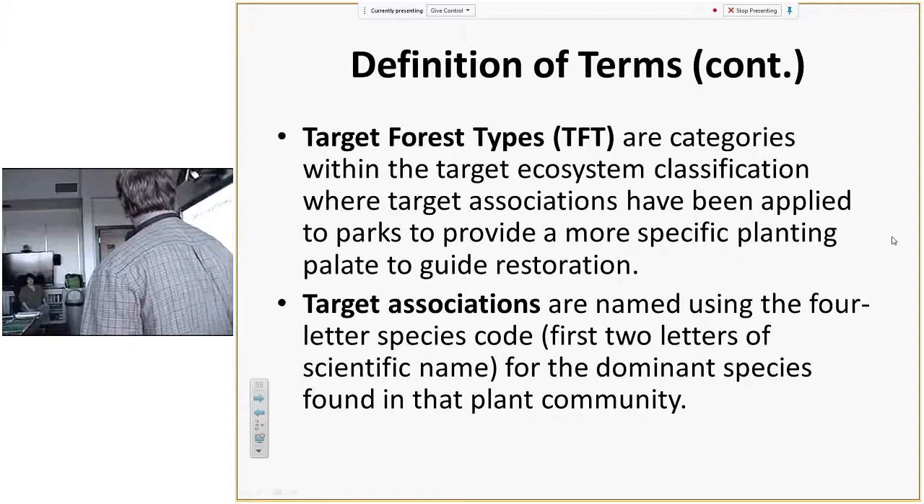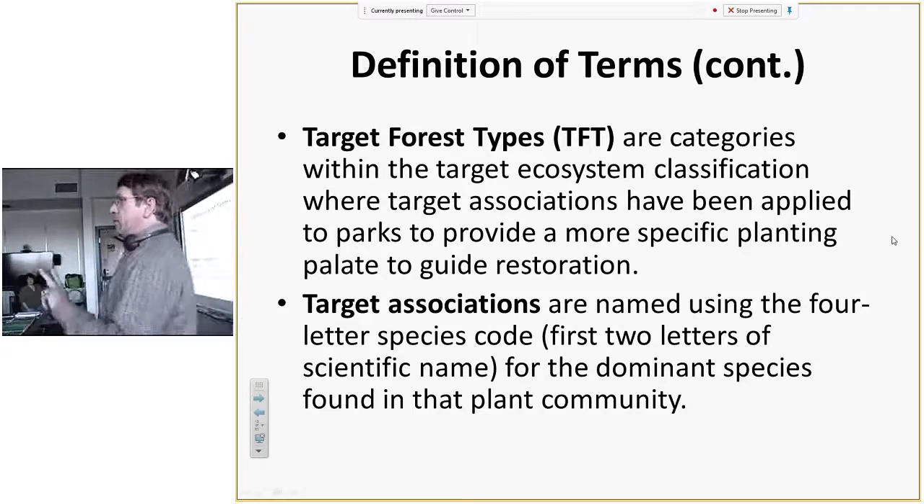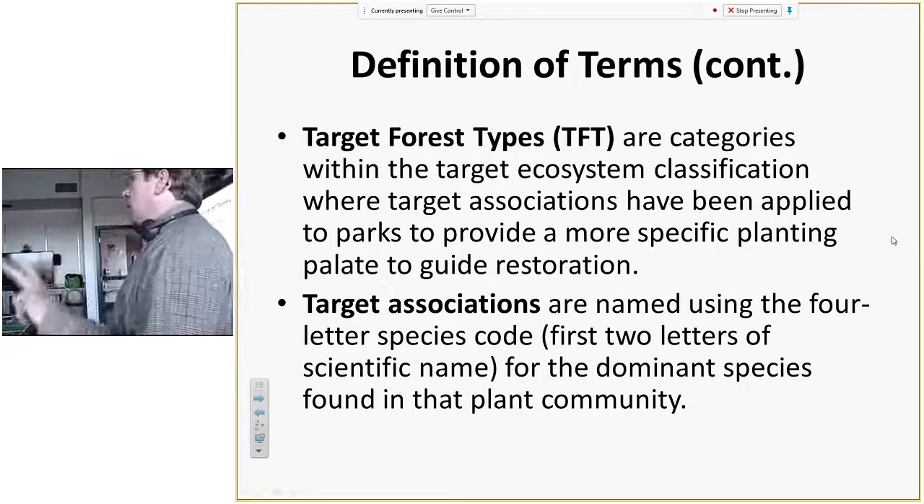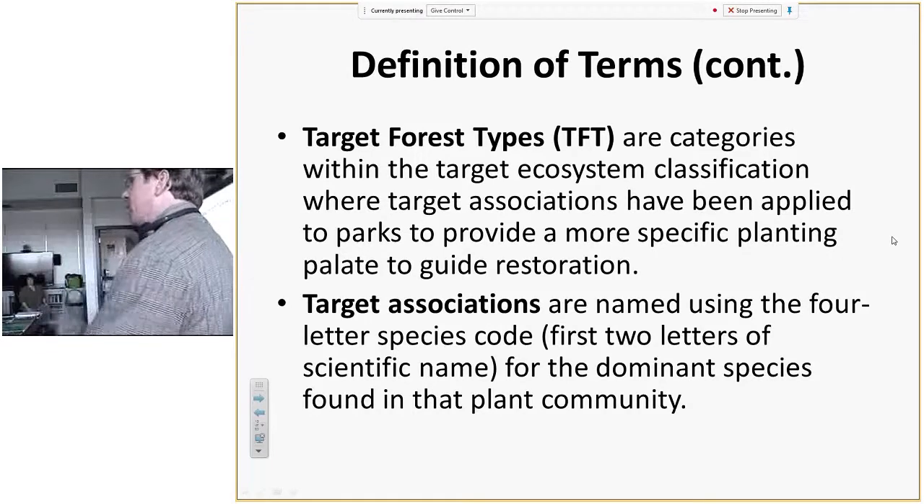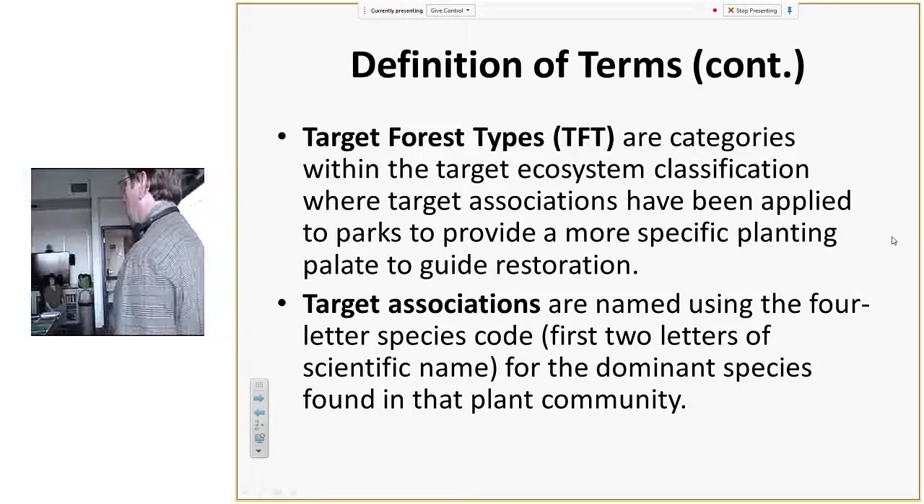And then even farther down are the plant associations, and the way they're abbreviated is the first two letters of the scientific name, a quick shorthand for the dominant species within that assemblage. But it doesn't mean that's the whole palette of plants that are in that ecosystem.